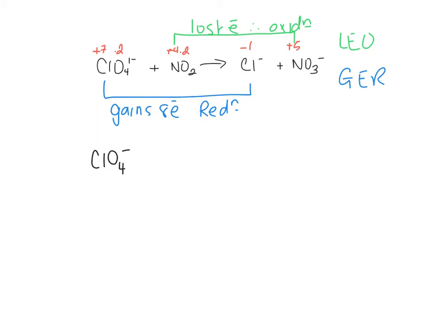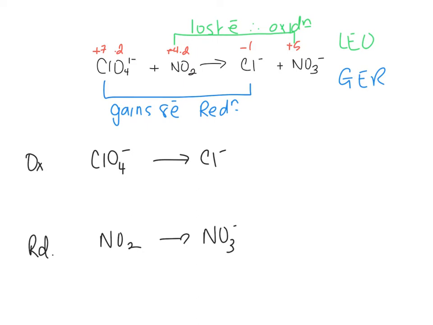Perchlorate will go to chlorine. So this is our oxidation. And then our reduction will be NO2 going to NO3. Okay, so we're going to balance these separately. So first of all, we're going to balance for atoms other than oxygen and hydrogen.